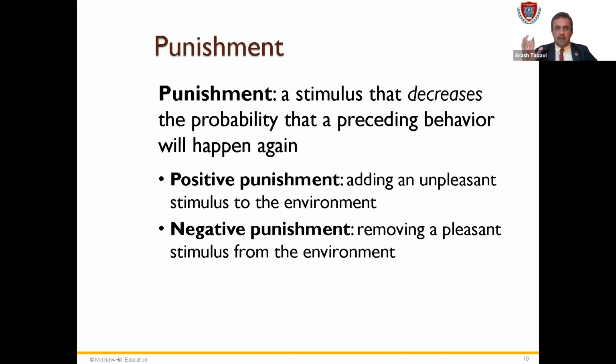The other type, on the other hand, is punishment. Punishment is adding or removing something from the environment to decrease the likelihood of recurrence of a preceding behavior in the future. So the direction of reinforcement is increasing the likelihood of recurrence of a preceding behavior. The direction of punishment is to decrease it. In punishment, a stimulus decreases the likelihood that a preceding behavior will happen again.